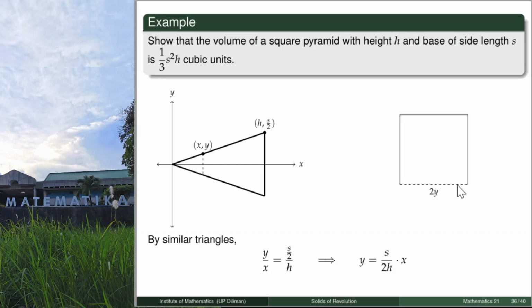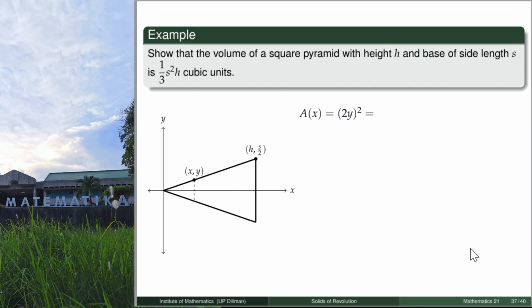Because remember, this is one side of the square. This is the square cross section. So the area of the cross section is just area of square, which is side squared. So (2y) squared, but y you can write in this way. So let's write all of that in terms of x. So area is (2y) squared. In terms of x, you get this. And if you simplify, you get this.